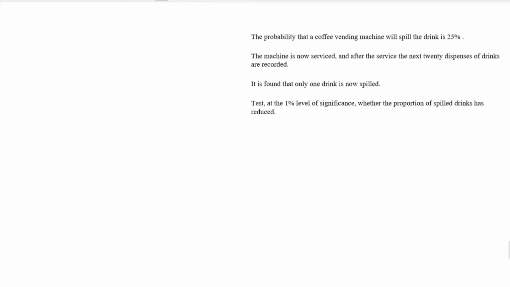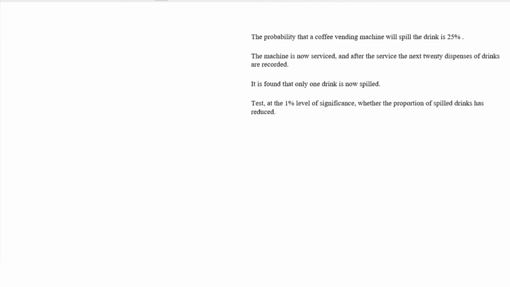So in this next question, we've been told the probability that a coffee vending machine will spill a drink is 25%. The machine is now serviced, and after the service, the next 20 dispensers of drinks are recorded. It's found that only one drink is now spilt. Test at the 1% level of significance whether the proportion of spilled drinks has reduced.